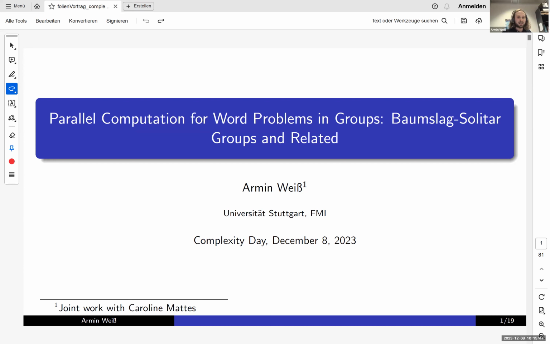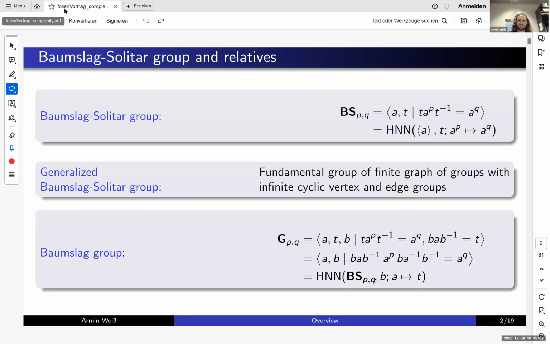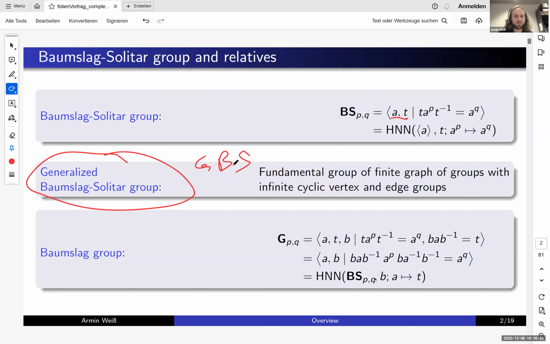So yes, it's about parallel complexity of Baumslag-Solitar groups and related groups. Baumslag-Solitar groups, most of you might know, are generated by two generators, a and t, where t conjugates a^p to a^q. It can be seen as an HNN extension of an infinite cyclic group with infinite cyclic associated subgroup. As such, it can be generalized to the fundamental group of a finite graph of groups with infinite cyclic vertex and edge groups. That's a GBS group. In the following, I will call them GBS groups.